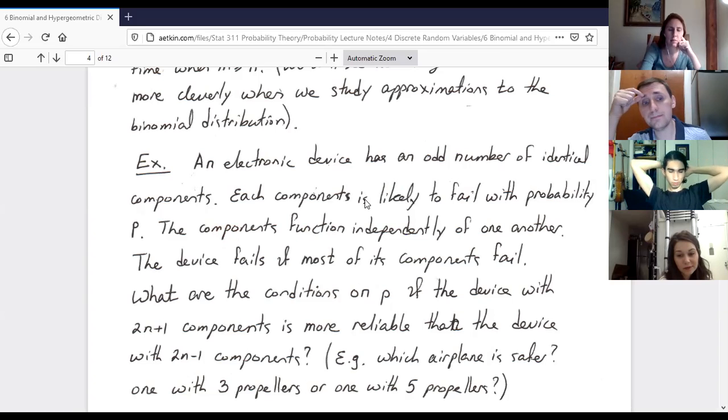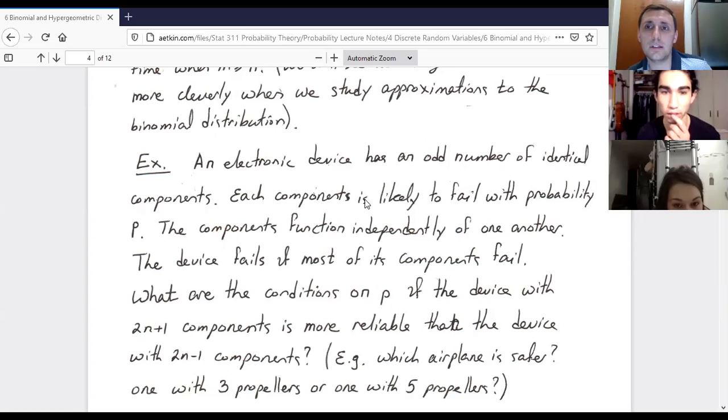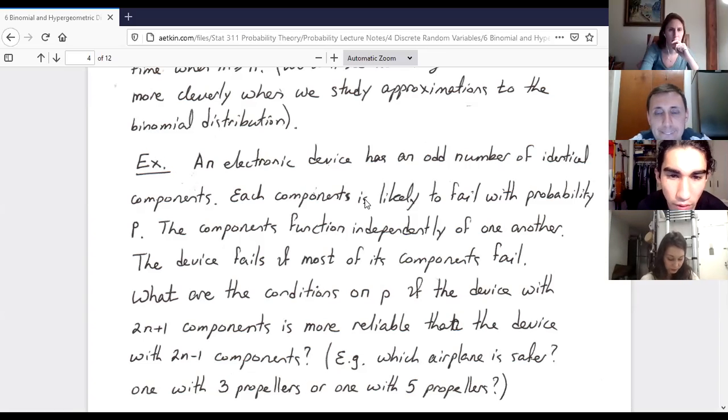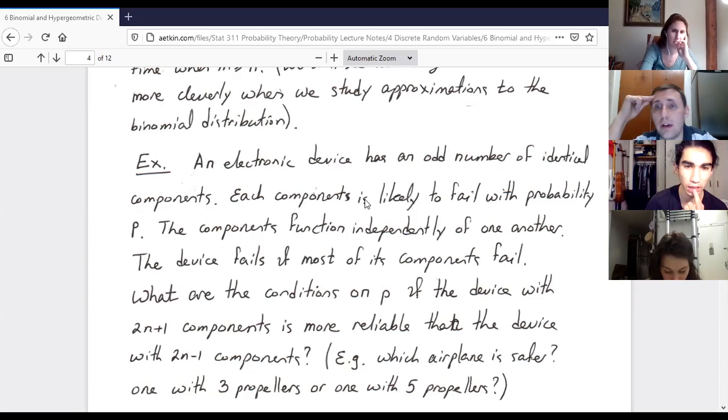You understand? Anybody has an instinct? Just as a question to ponder about. Everybody understood my question? Yes, guys? So a device has an odd number of components, and each is working independently and fails with probability p. What should be true about p if it's better to have more components?